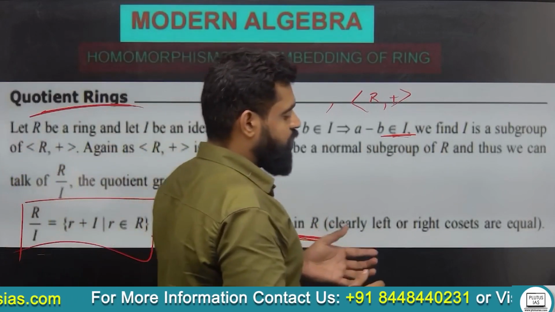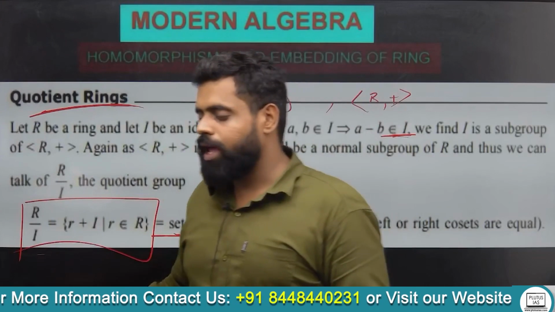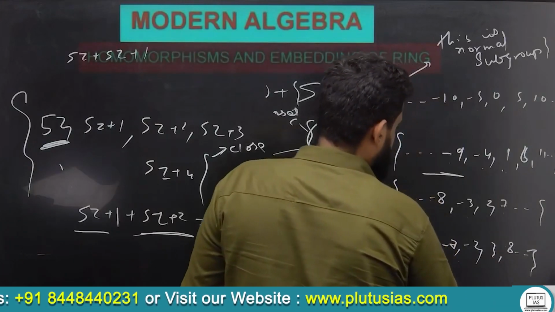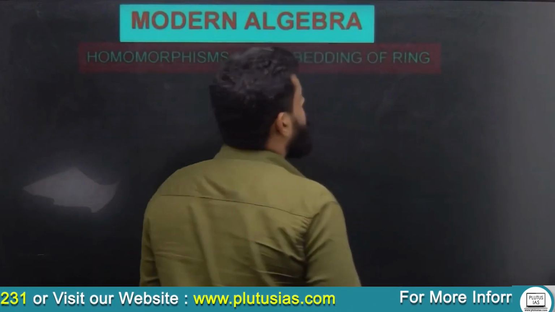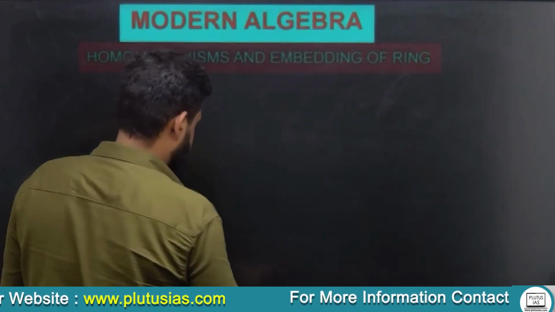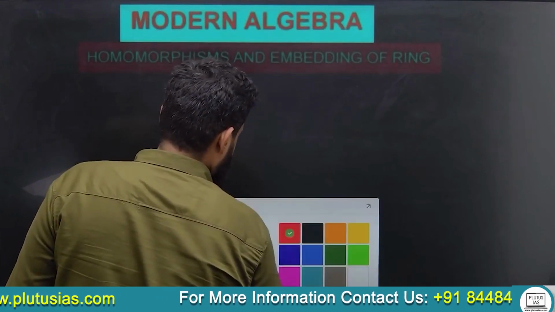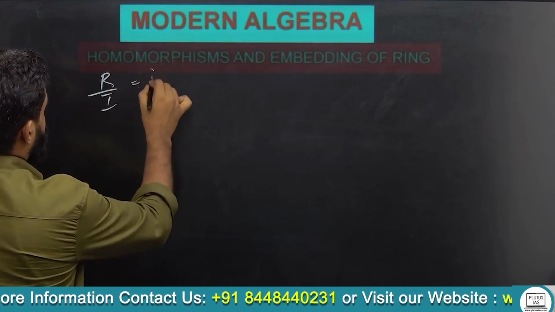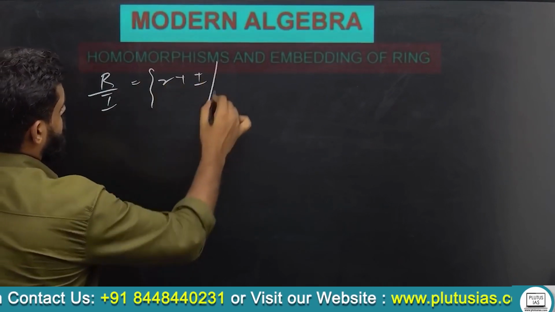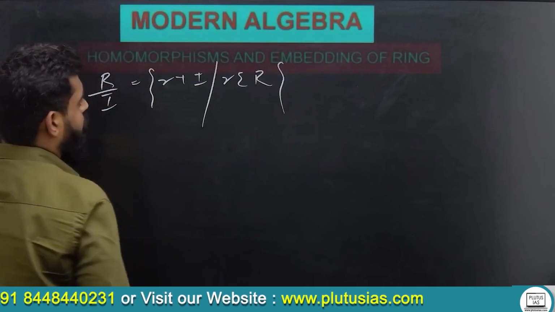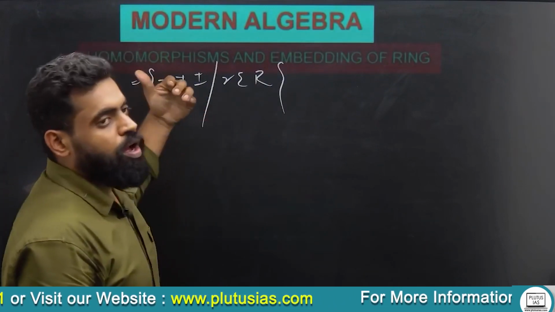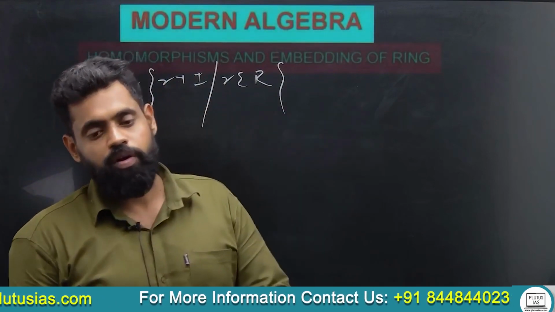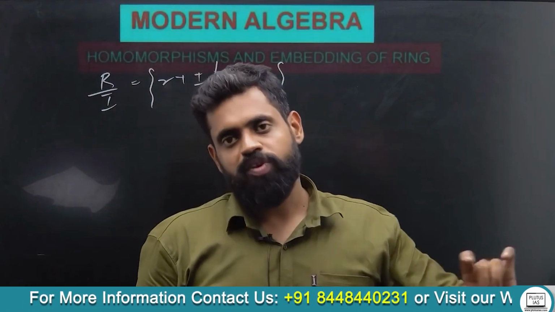The set of all cosets of I in R, R by I, is called a quotient group. I'll show that if I take, in general, R by I, where R is a ring and this is a quotient group, what does this denote? It denotes the collection of all the cosets formed by it.